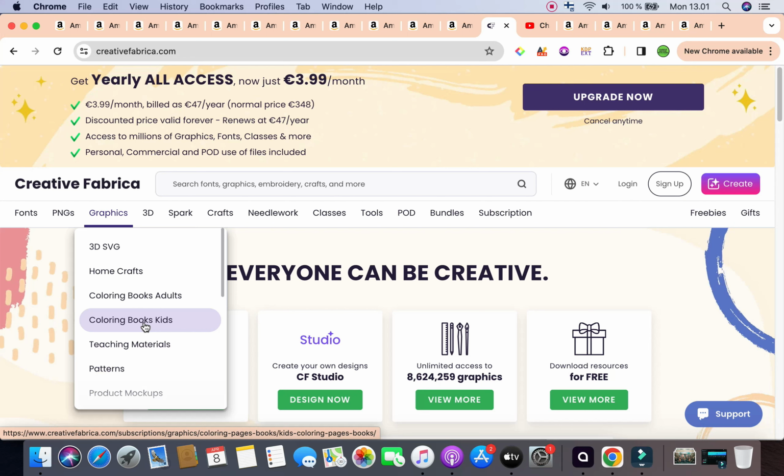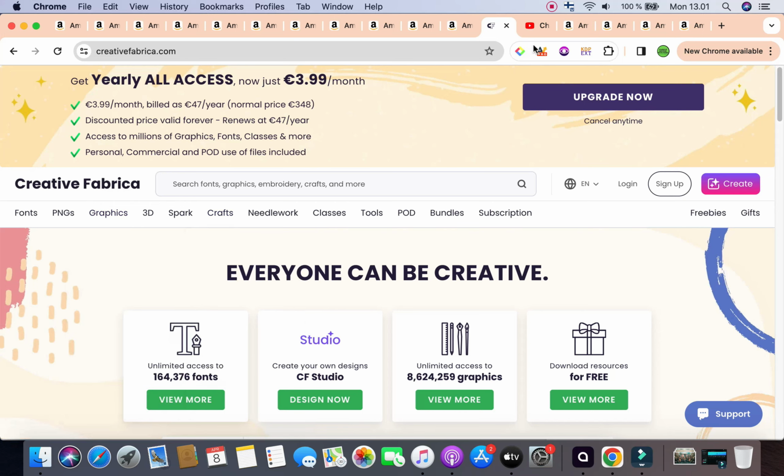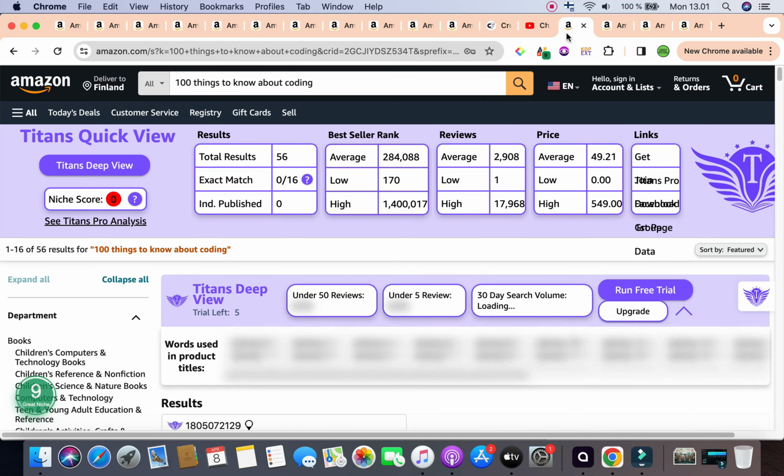Now, with that being said, let's get started with our first keyword out of the 4 today. And our first keyword is 100 things to know about coding. And you guessed it right. We are talking about the fun fact book niche, and this is part 2. You can find part 1 linked in the description box below. And our first keyword is 100 things to know about coding.